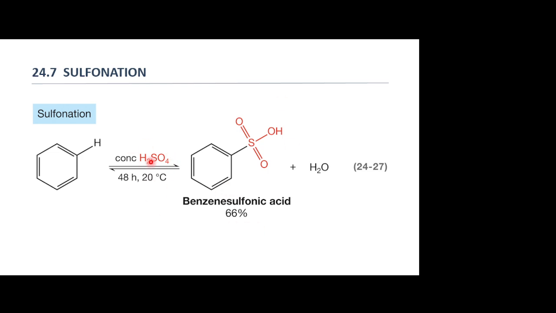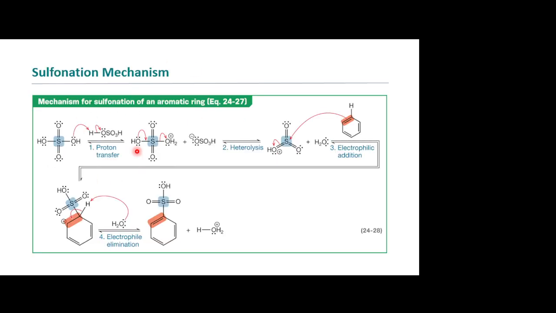And so notice what this is right here. If it's a double-sided arrow like that, then it is reversible or an equilibrium, right? So this reaction will actually go back and forth. If you have water with this benzenesulfonic acid right here, this will go back to benzene and sulfuric acid, actually.